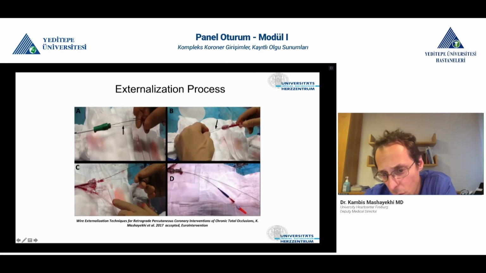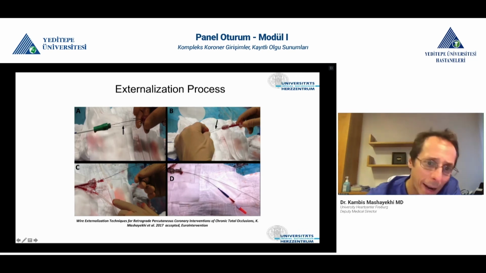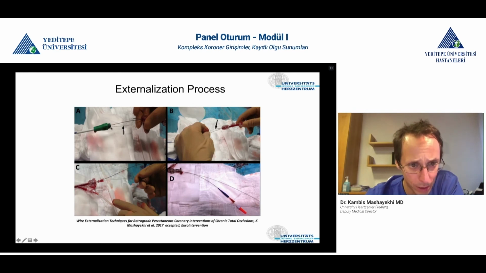You have to fix your torquer, and you push the wire until you see here the 6 French guide of your antegrade guiding catheter. And here the wire comes out. You take the introducer needle, like in image B, and then put the retrograde wire in the introducer needle, and then you can externalize.